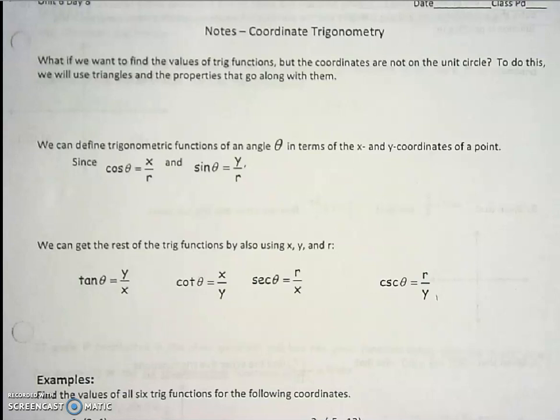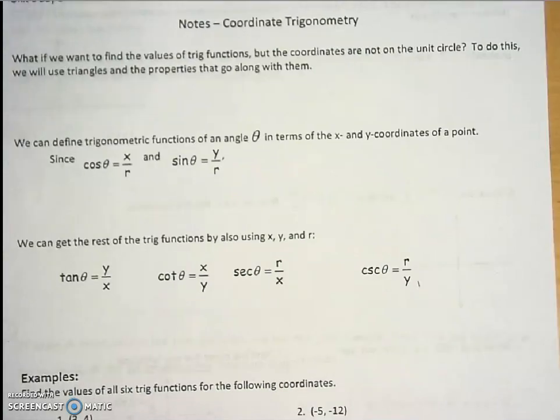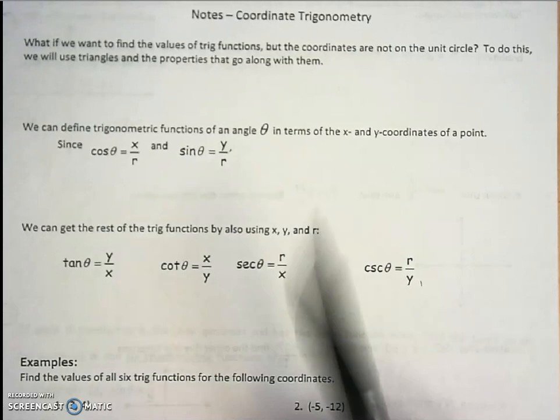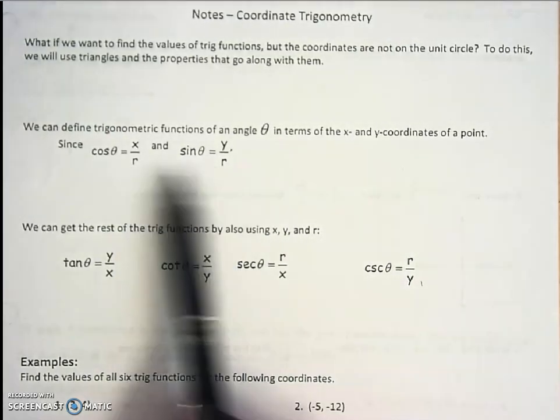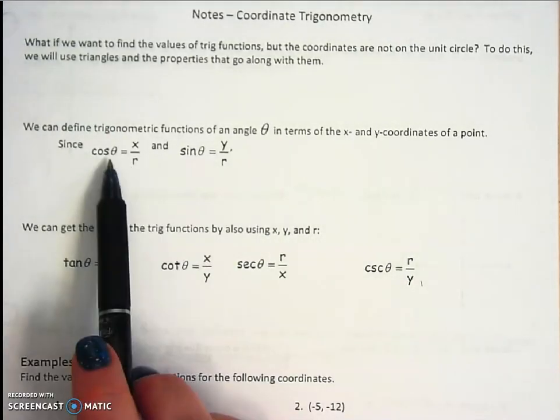All right, here's our video for coordinate trigonometry notes. The point of this lesson is how do you find sine, cosine, tangent, and the reciprocal functions when you don't have a unit circle? So the answer is really just Pythagorean theorem to find missing triangle lengths, and then trig ratios to find the trig values. So you'll see where we have reminders of the ratios for the trig functions.